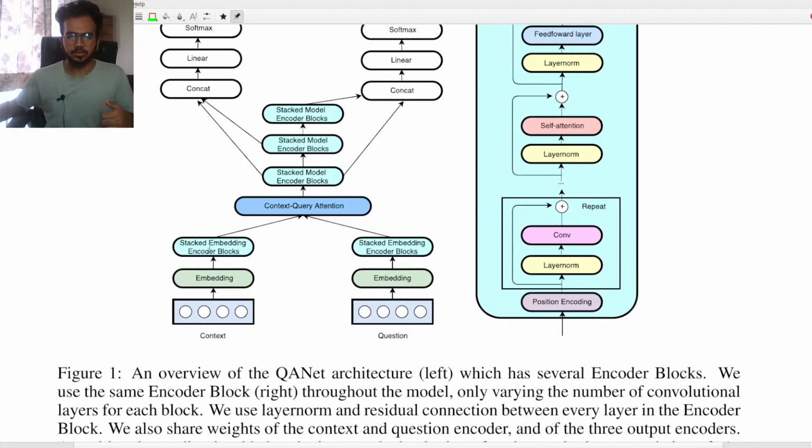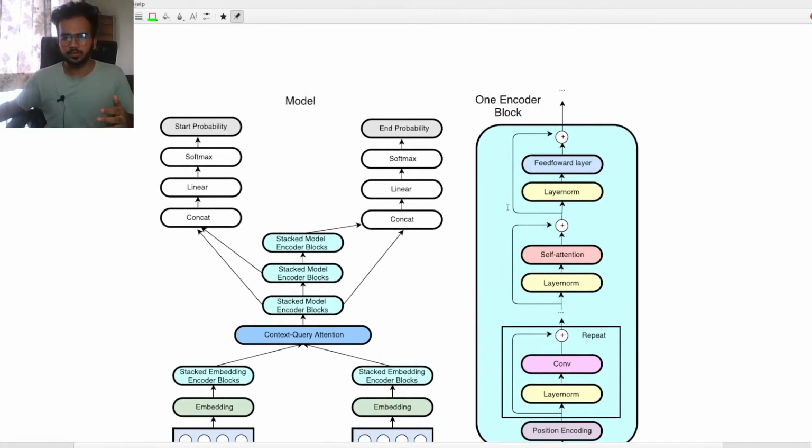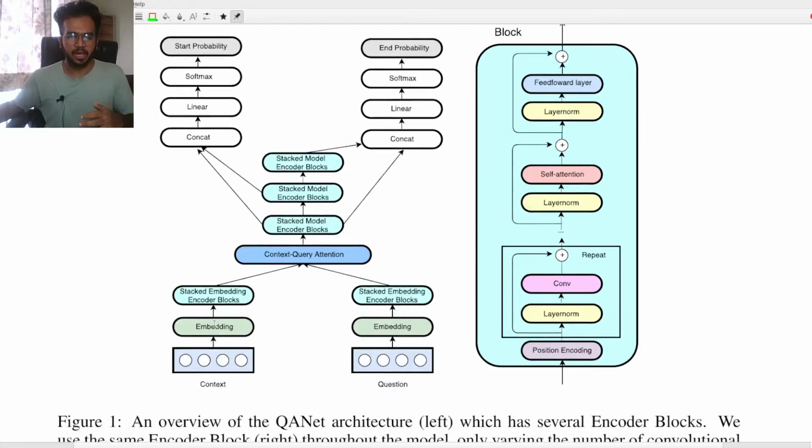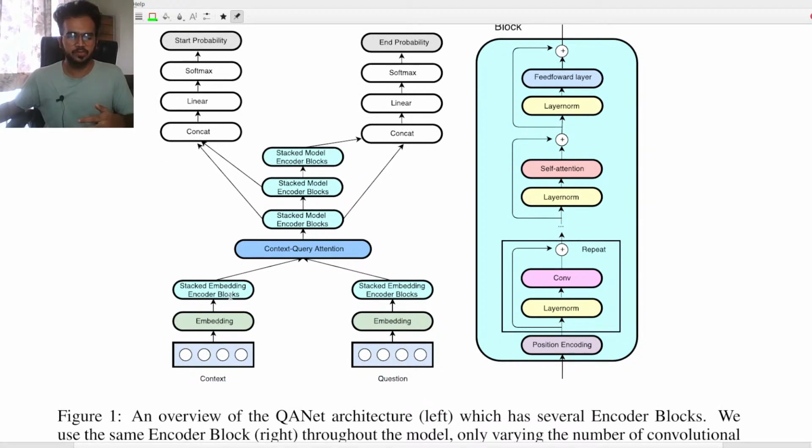And the reason they are called stacked is that you can see there is just one encoder block represented here, and there are multiple depending on the architecture that they have mentioned. So these could have multiple, 7, 8, 9, 13, and even these could have a different number of stacked encoder blocks, like these. Hence the word stacked. Now once we generate the word embeddings, we pass them through a stacked embedding encoder block. Now what does the encoder block look like?